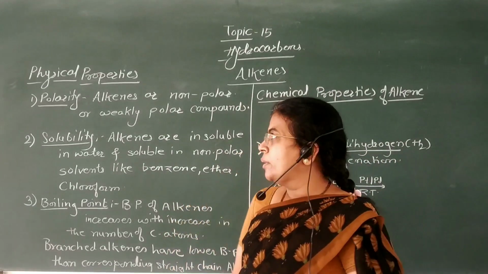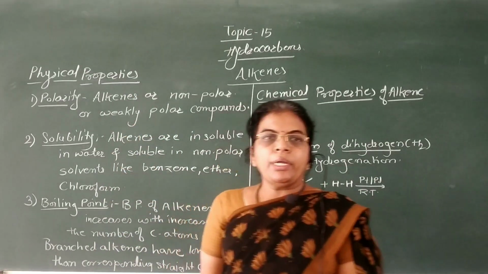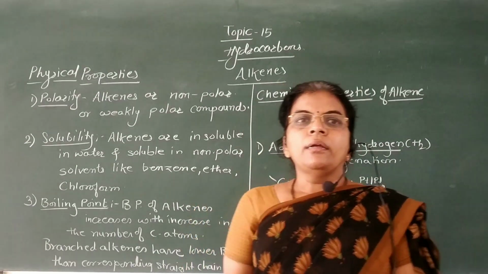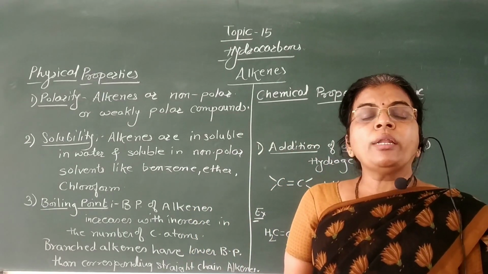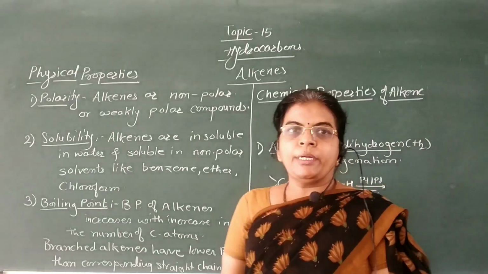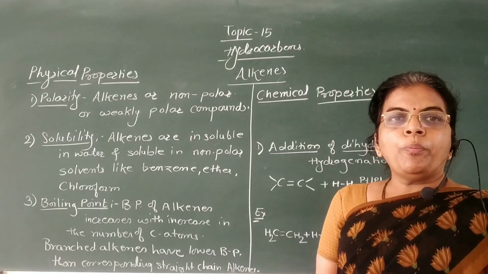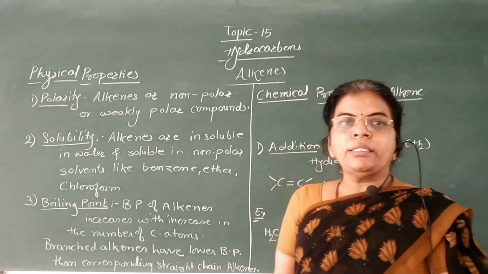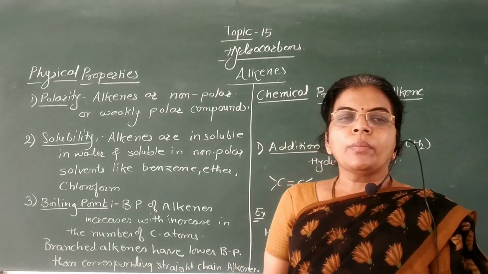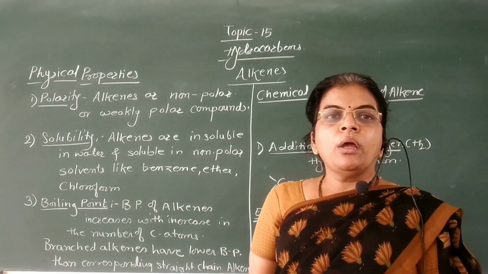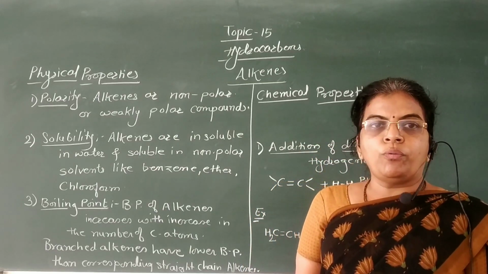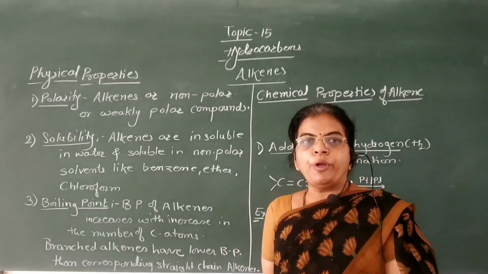Now look here. First physical property is polarity. These alkenes are non-polar compounds, or they are weakly polar compounds. Then second, solubility. Due to the non-polar nature, these alkenes are insoluble in water but soluble in non-polar solvents like ethers, benzene or chloroform. Then third, boiling point.